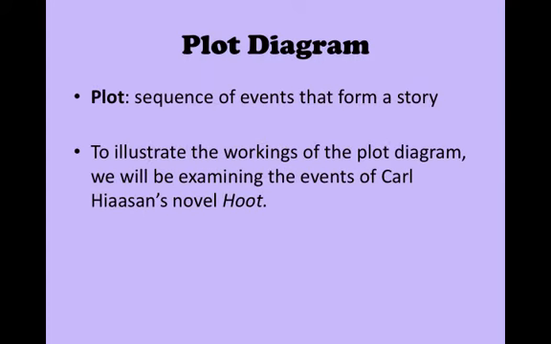The plot is the sequence of events that form a story. These events drive the motion of the plot by moving the story along from the beginning to the end. To illustrate the workings of the plot diagram, we will be examining the events of Carl Hiaasen's novel Hoot.